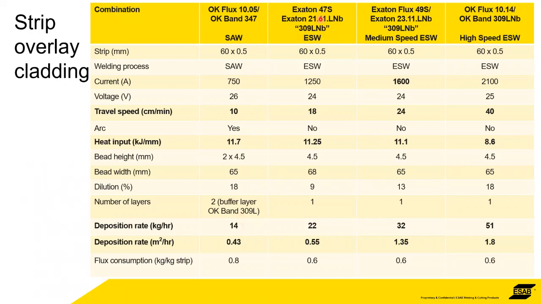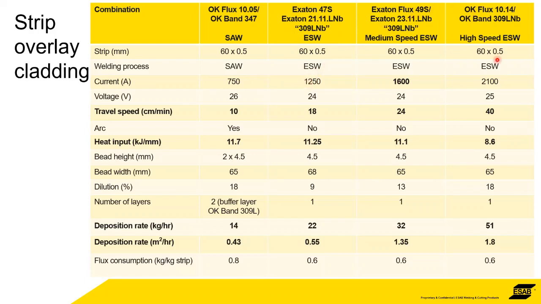Okay, the entry level, if you like, electroslag welding, to achieve the same chemistry. We're talking a different type of strip, 2111 LMB, but this can travel at 18 centimeters a minute and deposit 22 kilograms an hour. And the jump there on the power supply required is from 750 to 1250.